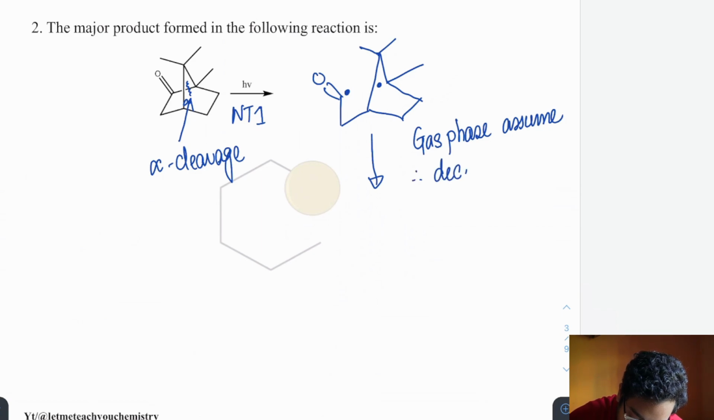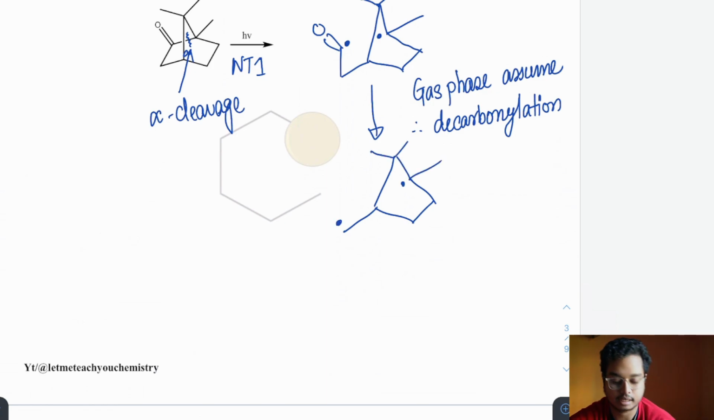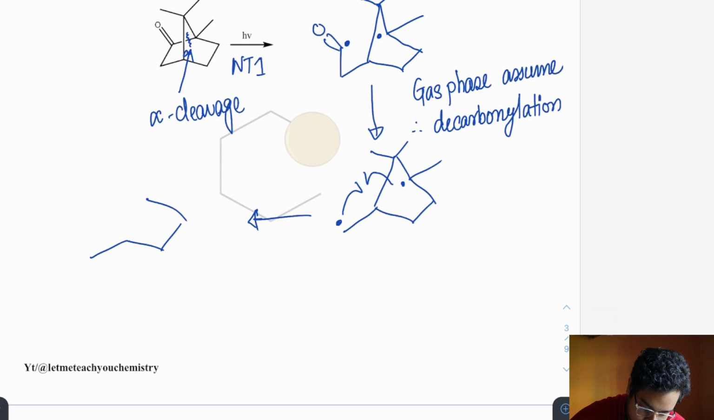Hence, decarbonylation. That means we finally get this radical. Now these two combine and eventually we get this compound. This, this, this. So this will be our final compound.